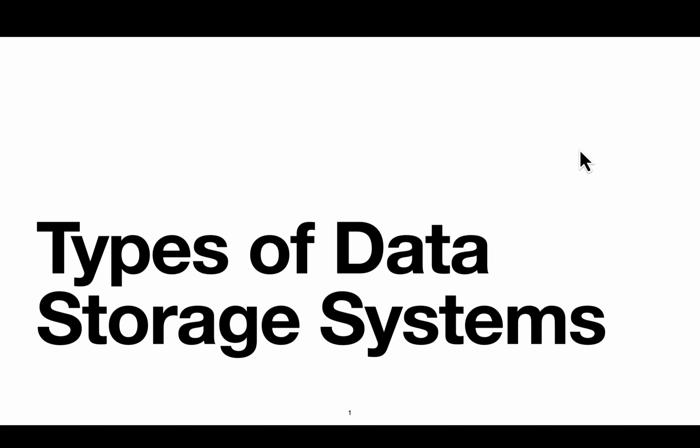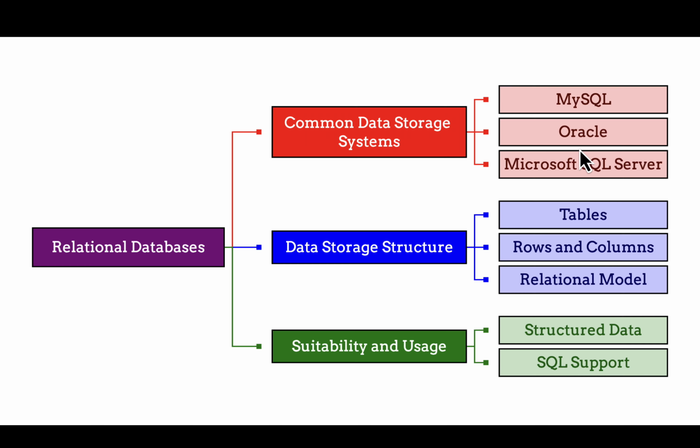Types of data storage systems. Relational databases. 1. These are the most common type of data storage systems, and include popular options such as MySQL, Oracle, and Microsoft SQL Server. 2. Relational databases store data in tables with rows and columns, and are based on the relational model. 3. They are well suited for structured data and support the use of SQL for querying and manipulating data.